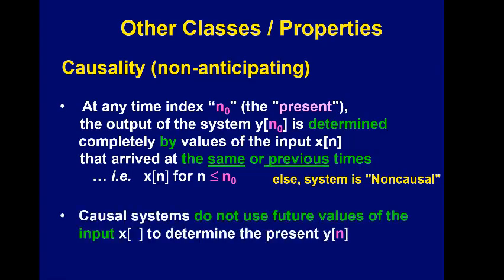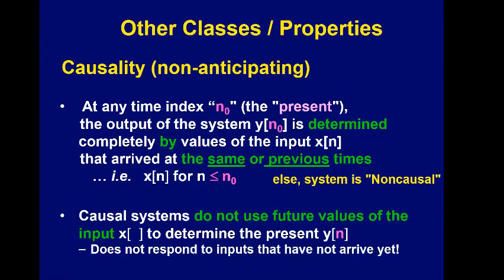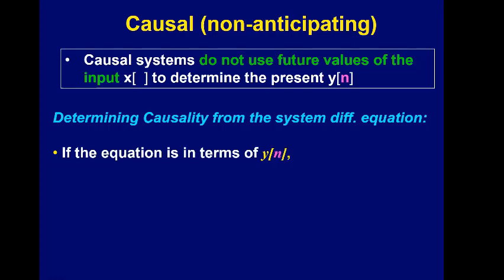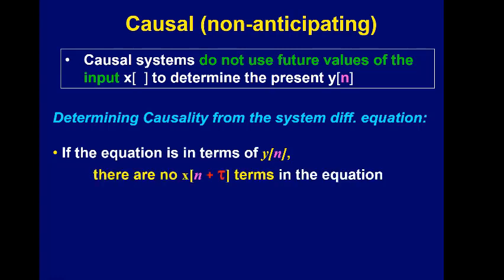So we don't want to have future values implied in our difference equation, or else that would be a non-causal system. So what are we looking for? If we assume that we've got our difference equation written so that it's y of n equals some function of inputs and outputs, there can't be any future input terms, like x of n plus 1, x of n plus 5, anything that implies a future input whose index is further down the road.